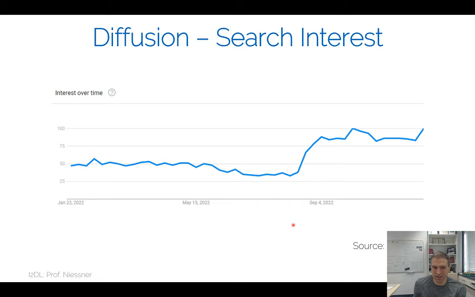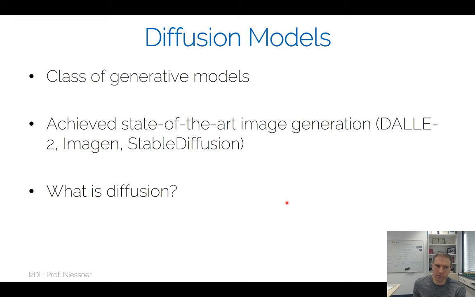Like summer last year, you had a massive surge. And the question is, why did diffusion models have such an interest? The point was, there have been a lot of really amazing applications built on top of diffusion models. To be precise, these state-of-the-art image generation methods nowadays all use some sort of diffusion. You might have heard of DALL-E, Imagen, or Stable Diffusion, and all these works are built on a diffusion model.